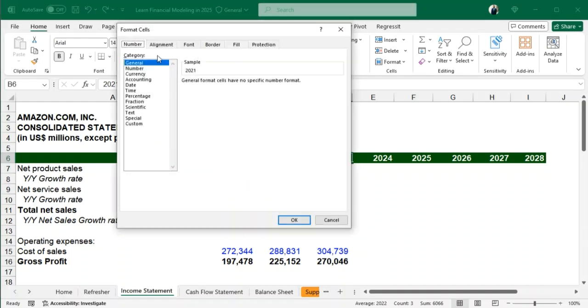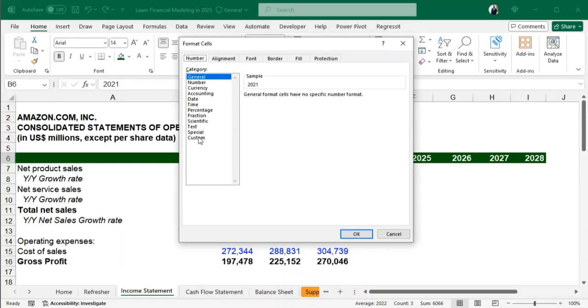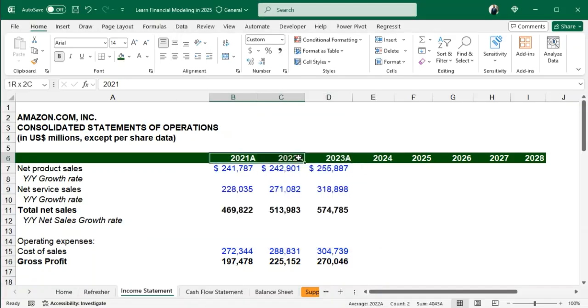When you hit Control 1, it's going to bring up the Format Cells dialog box here, and then you come to Custom, select the 0 here, and then in the Type menu here, I'm going to bring a quote, that is the double quote, add A, and close my quote and hit OK. Then this is going to add A to my historical data here for me. And so this is telling me that these are actuals figures. Okay, these are actuals.